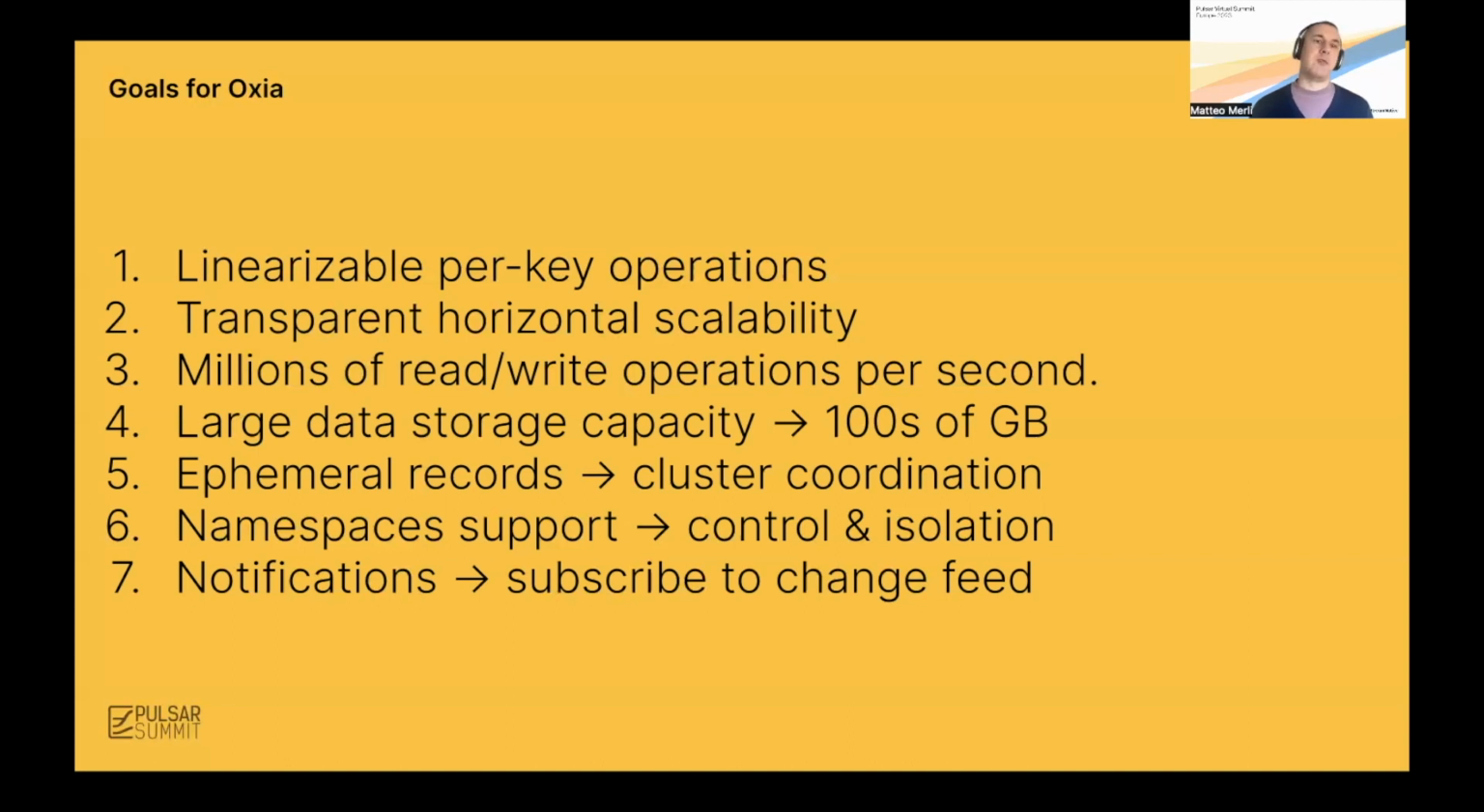And because we only have per-key atomic operations, it becomes much easier to have transparent horizontal scalability. So we want a system where we can just add more nodes and have more capacity, or we can remove nodes and reduce the cost of the system if the load goes down. That flexibility is really, really important. It is designed to handle millions of read and write operations per second, even in a small cluster, but it can scale up horizontally. So there are no bottlenecks in the data path after scaling up.